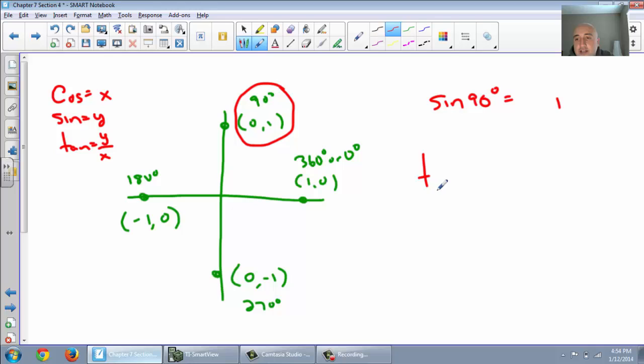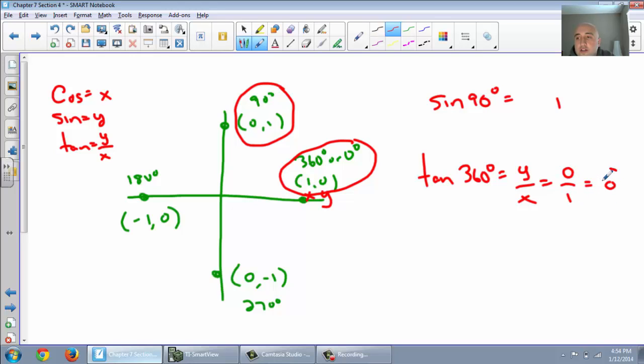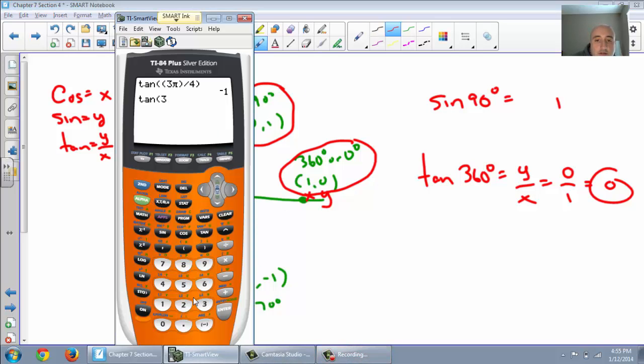Let's find the tangent of 360. Remember, tangent is y divided by x. Well, where's 360? Here it is. My y value is 0. My x is 1. What is 0 divided by 1? Hopefully you see that it's 0. So if you were to type tangent of 360 on your calculator, I'm going to change it to degrees. If you typed in tangent of 360, there it is, 0. Sine of 90, like the one that we just did, is 1. So these are easy.